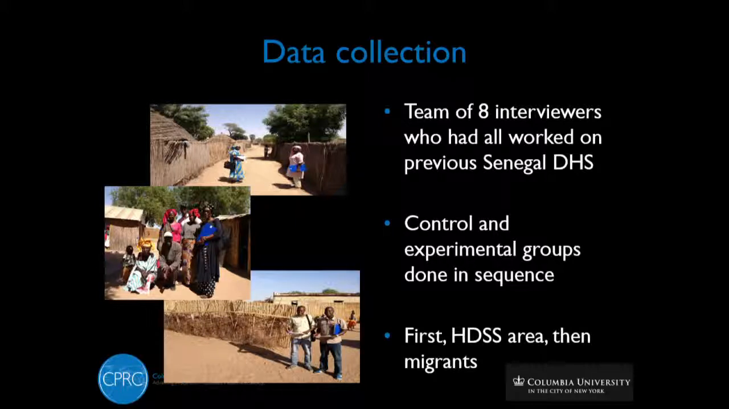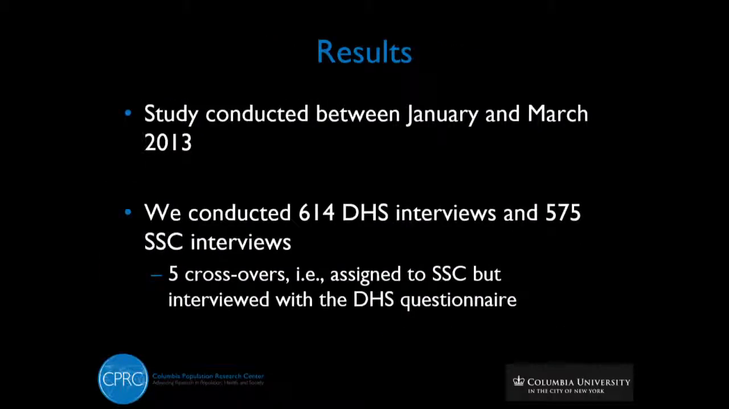We hired a team of 8 interviewers to carry out that trial. And importantly, these were all interviewers who had just finished the 2010-2011 Senegal DHS. Okay, so they had all the habits of the interviewers that work in those large-scale surveys. We did control and experimental groups in sequence. So we started with the DHS questionnaire. Then we introduced the new questionnaire because we were worried about contamination between the 2 groups. This went on between January and March of this year. We did 614 DHS interviews, 575 new questionnaire interviews, which we called sibling survival calendar. Randomization worked fairly well. There were no differences between the two groups in terms of their background characteristics and things that were possibly related to reporting.